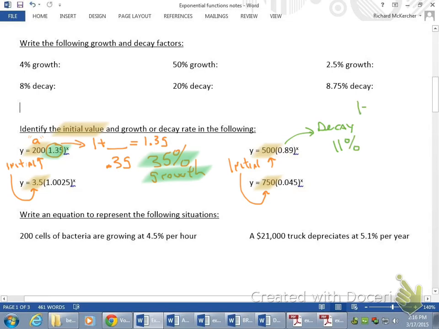So I need to know what percent it is decaying. Some people can see quickly that it's 11% decay. What you can do is figure out the formula. You can say 1 minus your decay rate has to equal 0.89. And then just by solving for D, you end up getting 0.11.